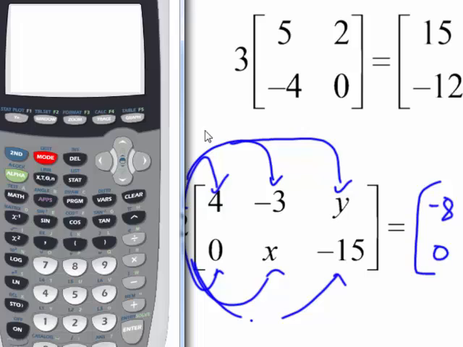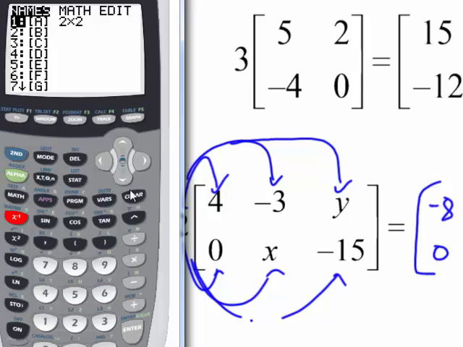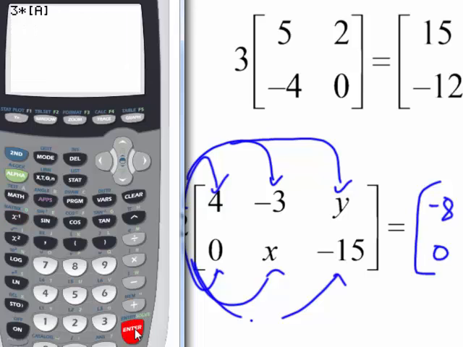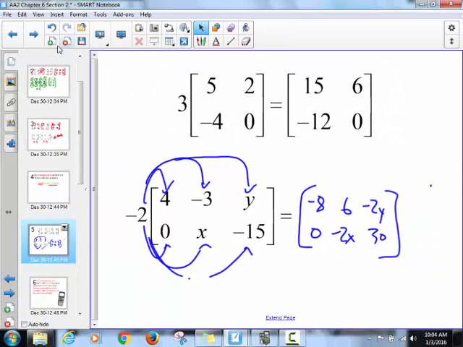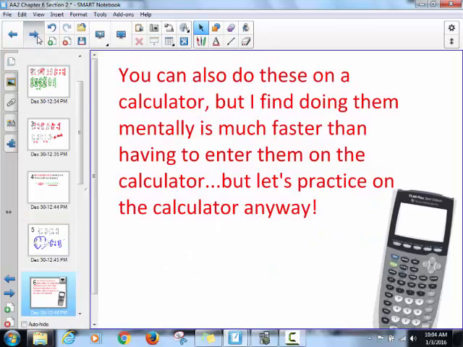And what I'm doing is I'm taking 3 times matrix A. So I've got to say 3 times, and now I need to grab that matrix A. So second matrix, and now under my names is where I grab it. So times A. Hit enter, and there we go: 15, 6, negative 12, 0. It worked out. Good. So like I said, I wouldn't do it in that case. It's a little bit easier to do it mentally.